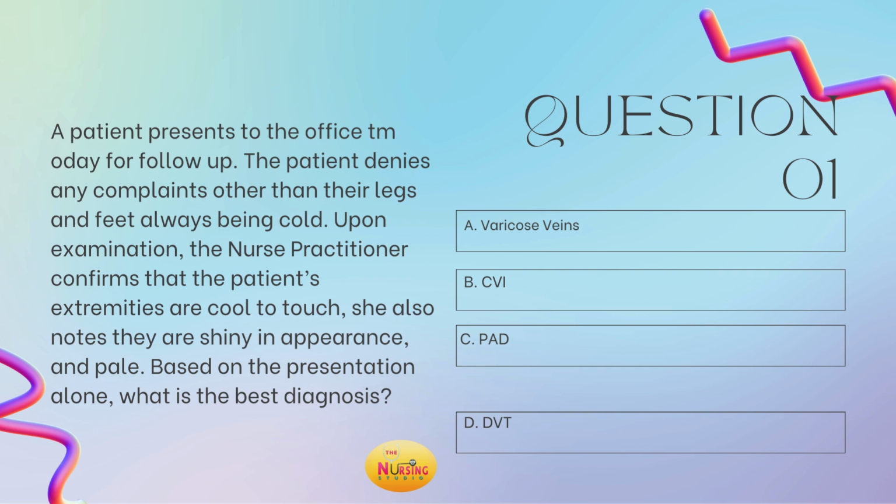So if we have peripheral artery disease, you're not getting adequate blood flow to the extremities, right? To your lower extremities. That's why it was cool to touch. That's why it's shiny in appearance. That's why the legs were pale in color, right? Because they're not getting enough blood flow.